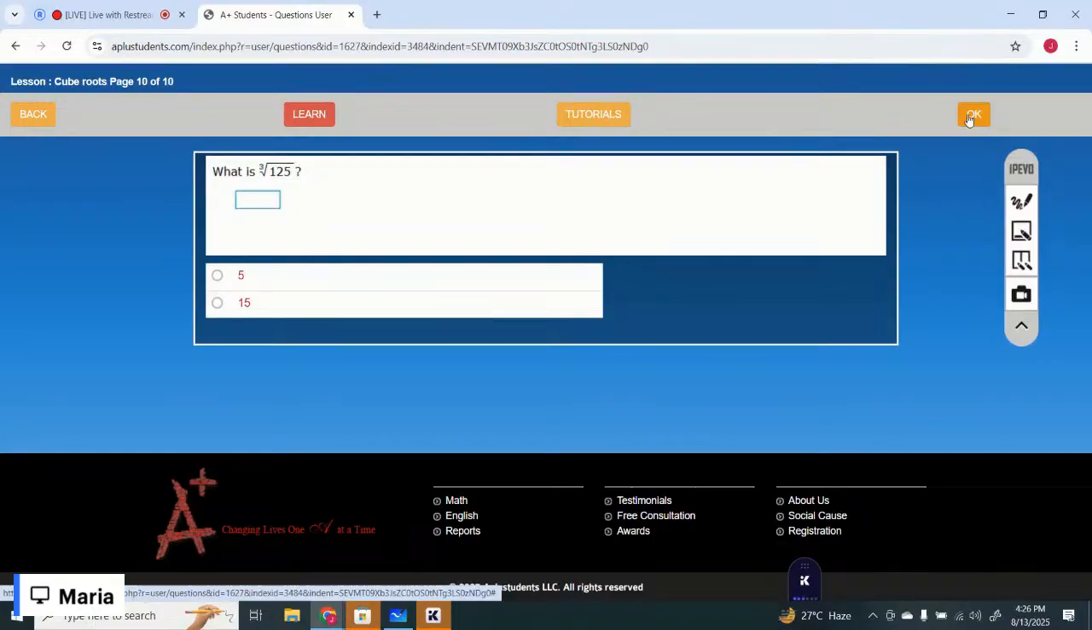What is the cube root of 125? So the cube root of 125 is 5, since 5 times 5 is 25 and 25 times 5 is 125. Option number 1 is the correct option.